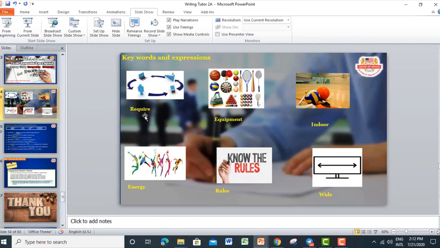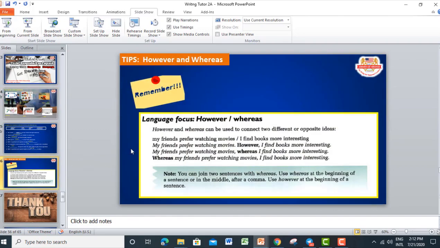We have learned the words require, equipment, indoor, energy, rules, and white. Somehow you have also learned however and whereas, to show the difference and oppose the idea, right? When you use however, it is at the beginning of the sentence, and we have to use a comma. And whereas can be in the middle of the sentence or at the beginning of the sentence, but don't forget to use the comma.